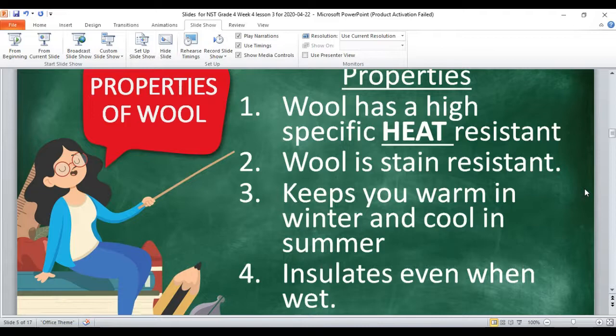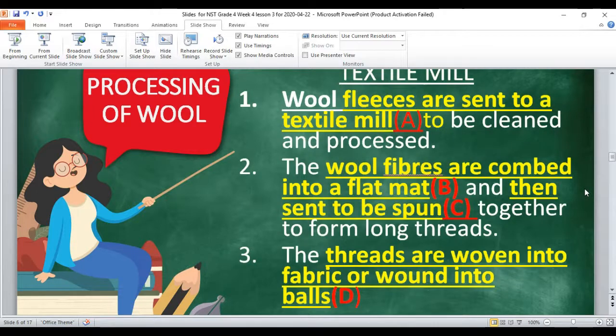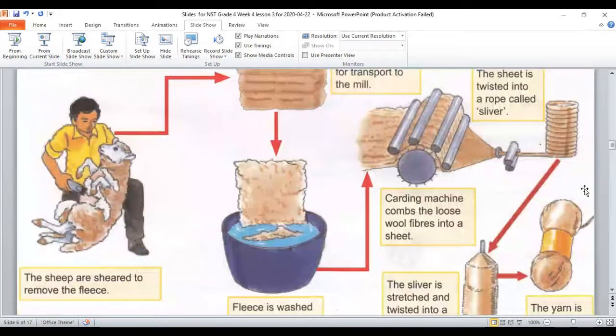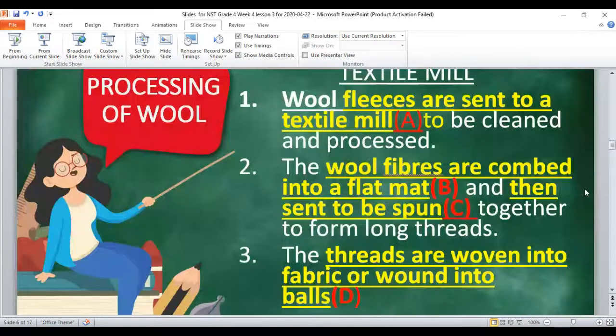That is why among all the animals, we choose wool from the sheep because of the special properties it has. Now, let's go forward and find out how wool is processed into fabrics. Before we know about processing of wool, we must know that wool is processed in a place called a textile mill.